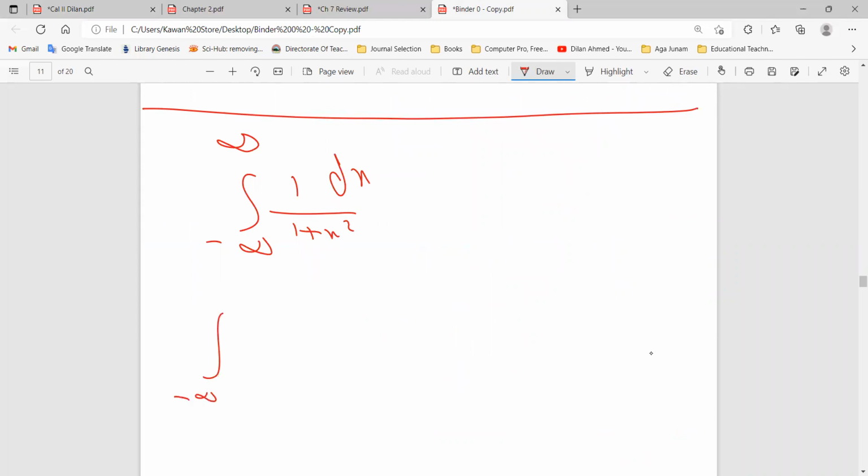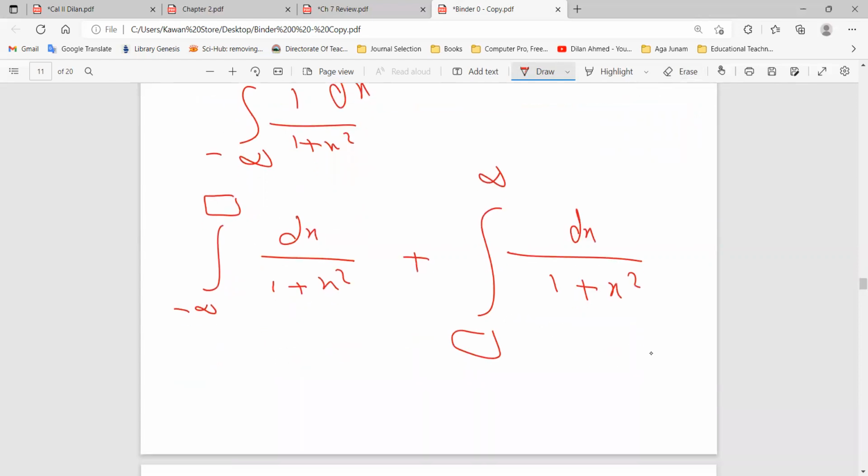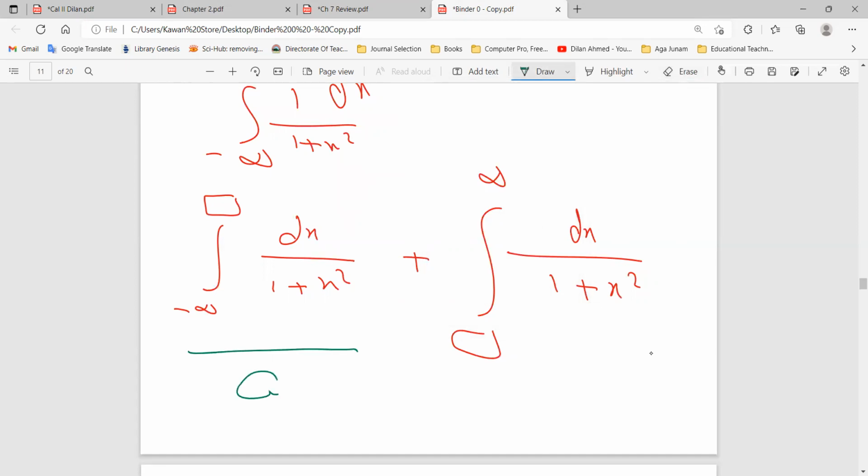We will make two parts. Integral from minus infinity to a box, plus integral from the box to infinity, of dx over 1 plus x squared each. Because we cannot solve together. We don't have double limits here, a and b. No, no, no. We are going to solve that one first, and that one by another. Understood? So the result will be what? Let me say integral 1 and integral 2, not type II.